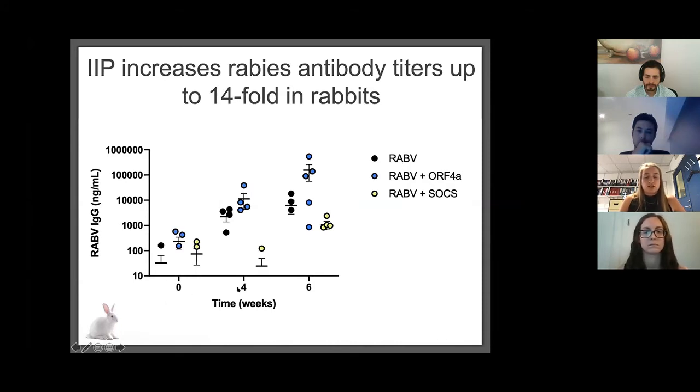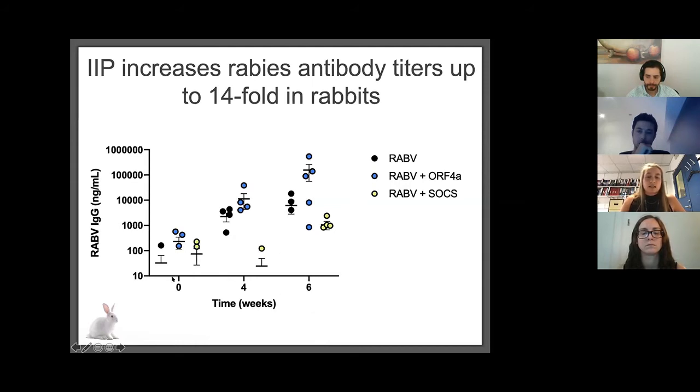So this is just a simple ELISA to look at the antibody titer, IgG, in rabbits. So on the y-axis, we have the rabies-specific IgG, and then 3 different time points, so 0, 4, and 6 weeks. So the rabbits got an injection at 0 and 4 weeks, and then we took blood at all of these time points to assess the antibody level.